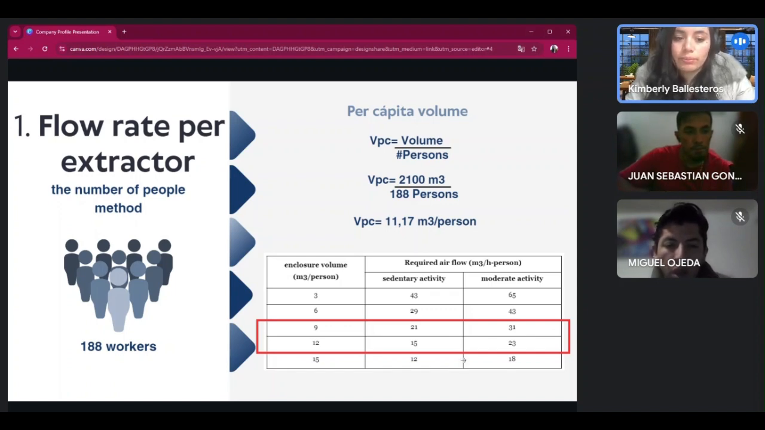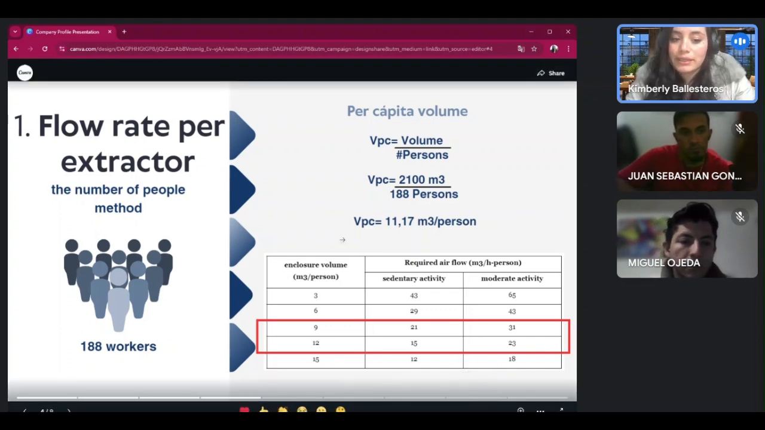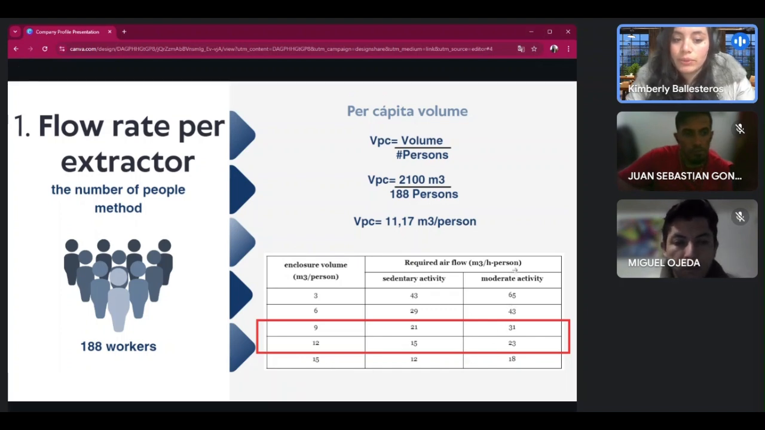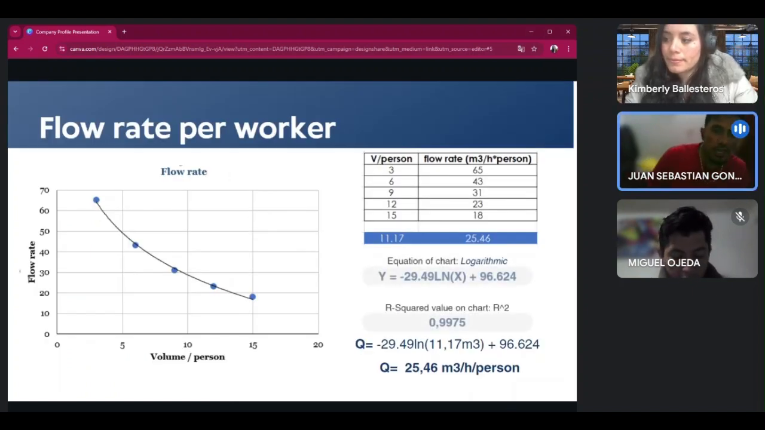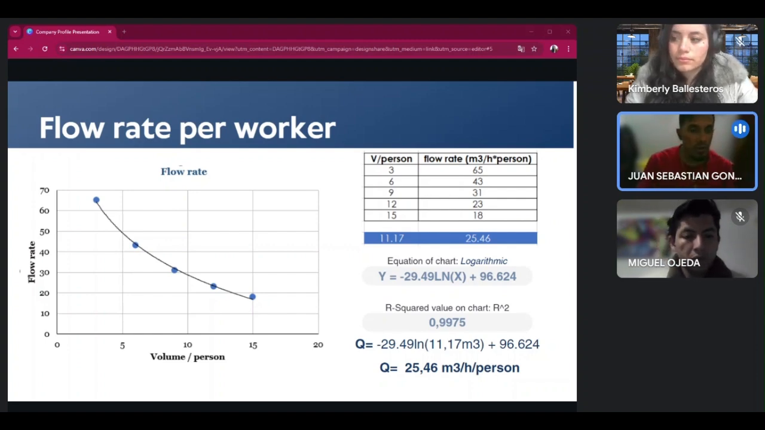Once we find the volume per capita, we apply the equation of flow rate per worker. We check in the table of minimum ventilation required. We must find enclosure volume and flow rate. Well, as the calculated volume is not in the table, we must interpolate the data to determine the flow rate per person. The interpolation is carried out through the Office system in Excel through a scatter plot.